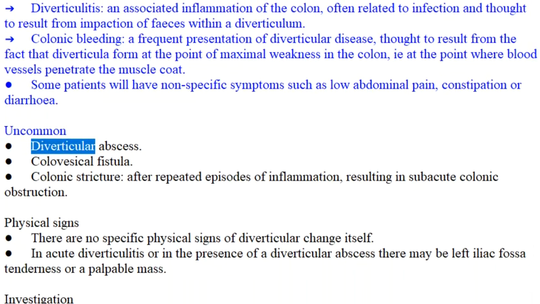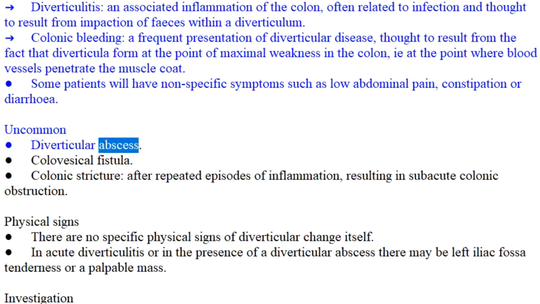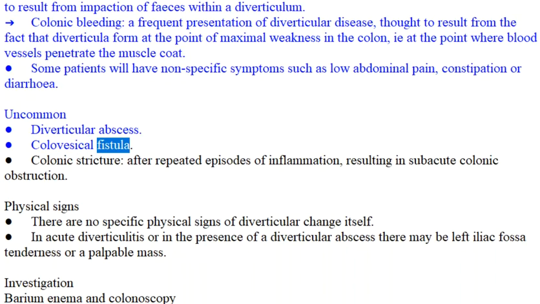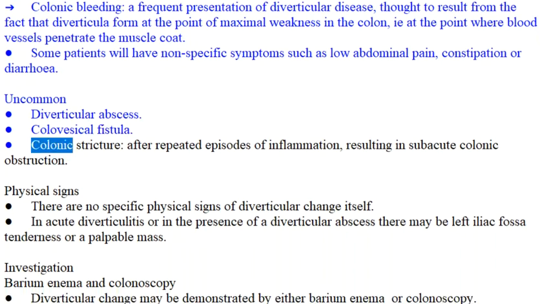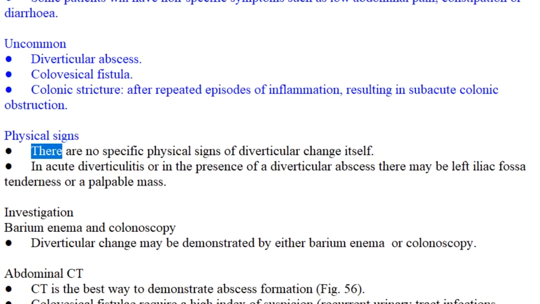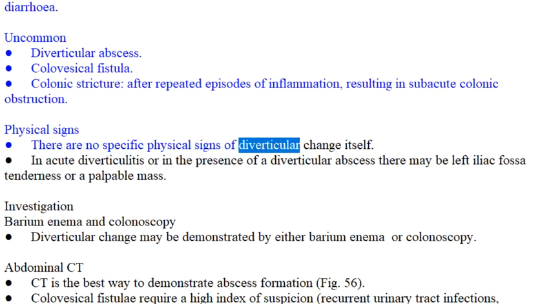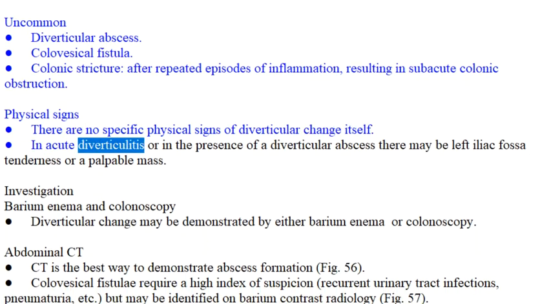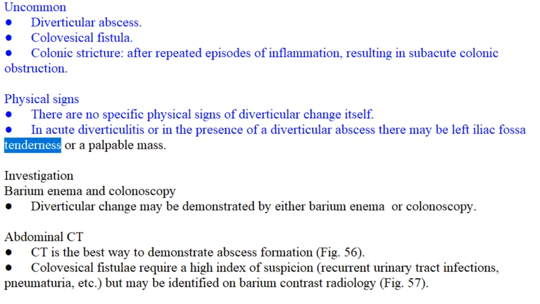Uncommon. Diverticular abscess. Colovesical fistula. Colonic stricture, after repeated episodes of inflammation, resulting in subacute colonic obstruction. Physical signs. There are no specific physical signs of diverticular change itself. In acute diverticulitis or in the presence of a diverticular abscess there may be left iliac fossa tenderness or a palpable mass.